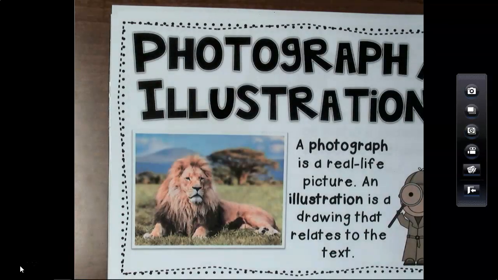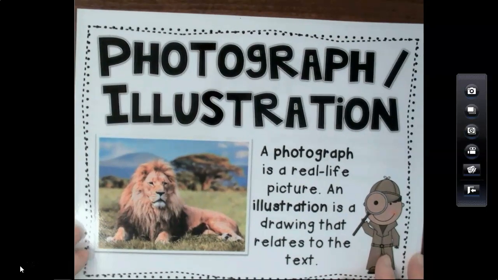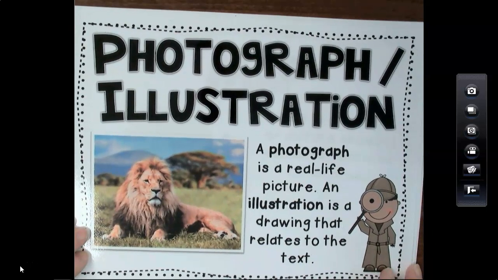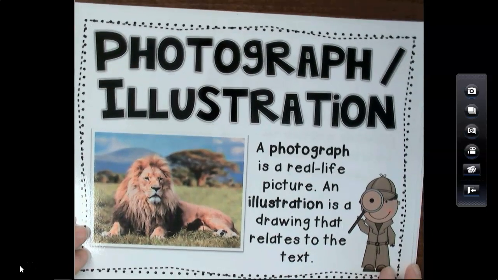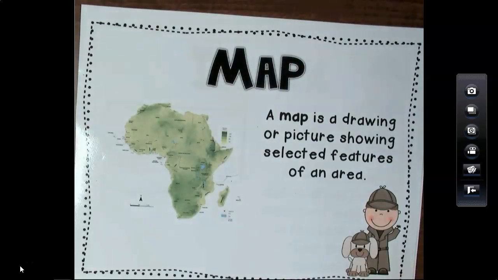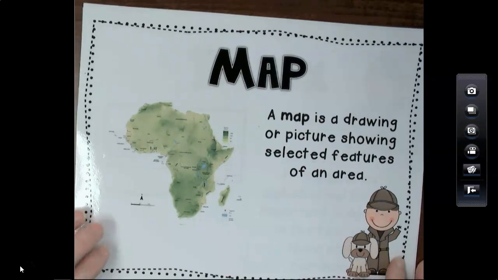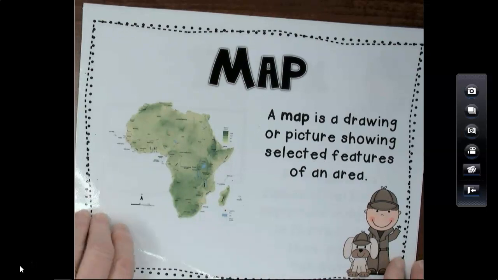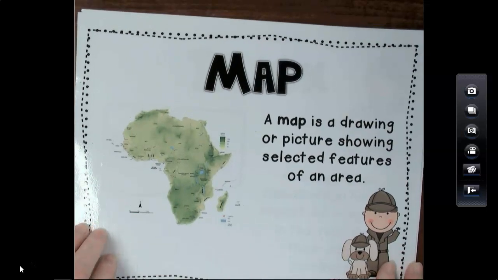Okay. Another graphic source is a photograph or an illustration. A real-life picture is a photograph. An illustration is a drawing that relates to the text. And graphic sources also would include maps. A map is a drawing or a picture showing selected features of an area.